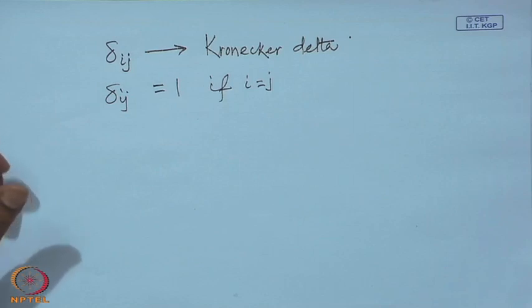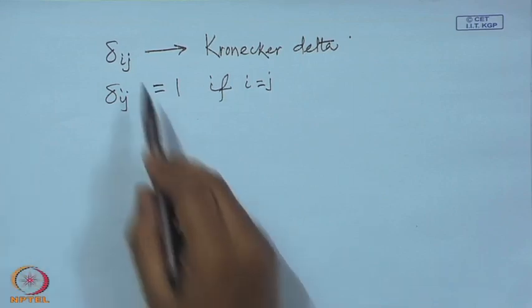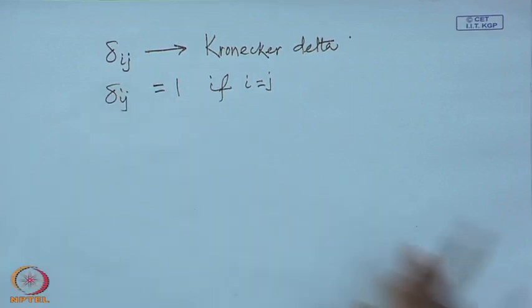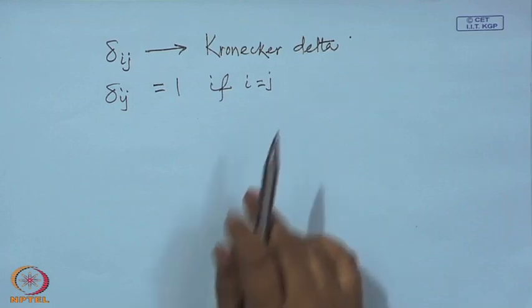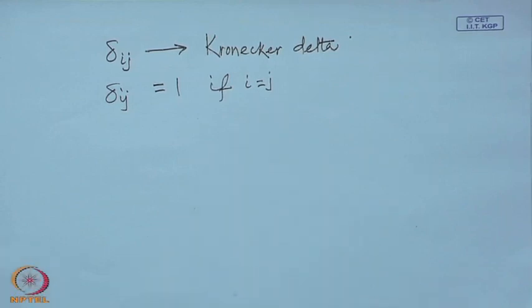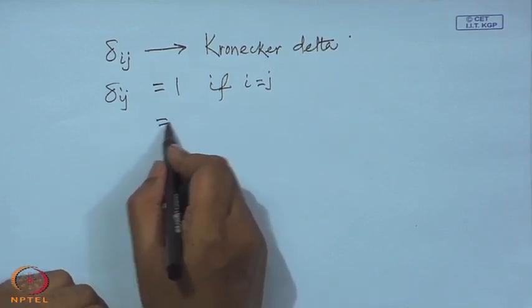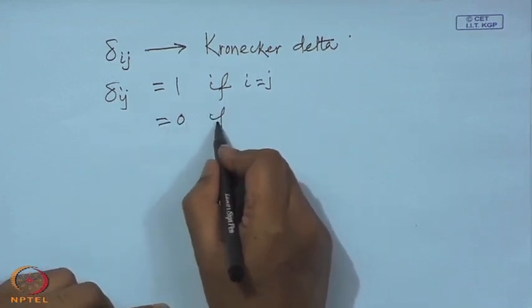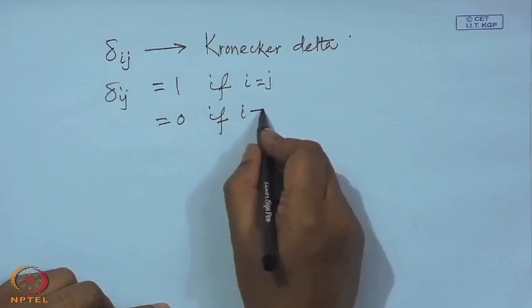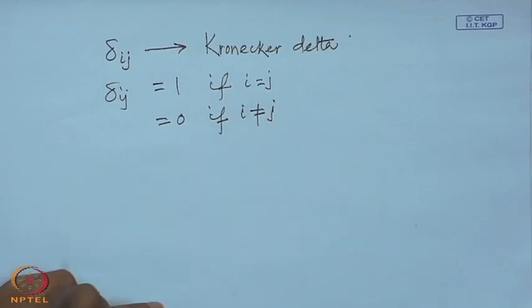When i and j are same. If we represent this delta ij mathematically, it can also be represented by a matrix having 9 elements, a 3 by 3 matrix. So, i equal to j means the diagonal elements. The diagonal elements are 1 and all other off-diagonal elements are 0. So, in the matrix representation, this is simply the identity matrix.